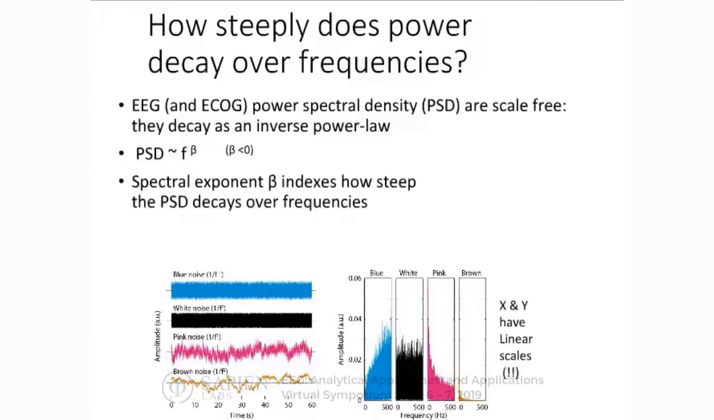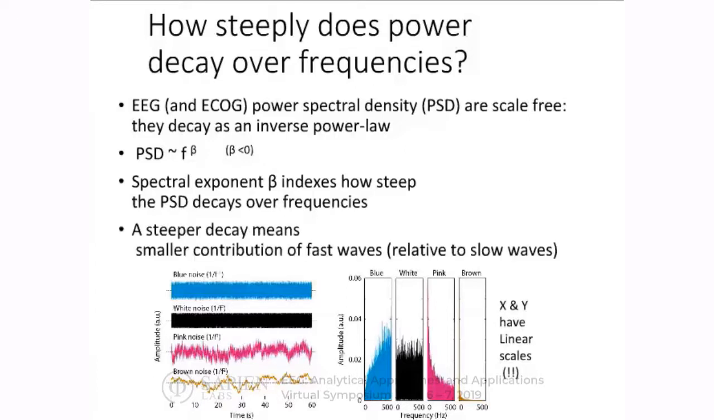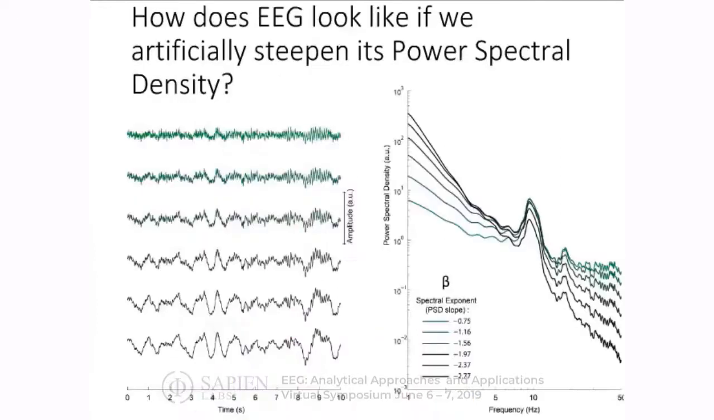And beta will actually tell us how steeply the PSD decays over frequencies. A steeper decay means that there is a smaller contribution of the fast waves relative to the slow ones. So the steeper, the more we go towards brown noise, and the flatter, the more we go towards white noise, essentially.